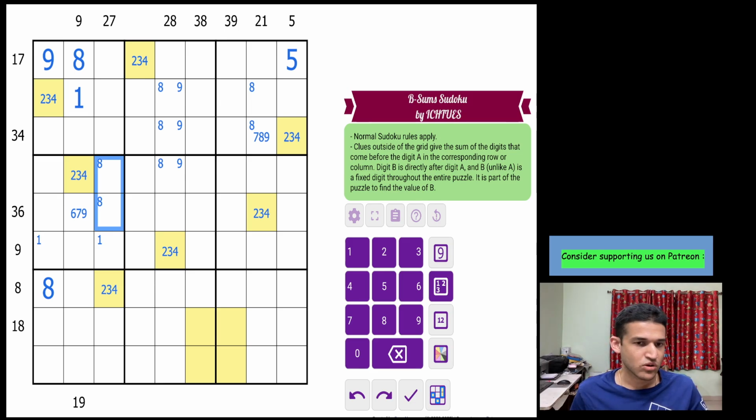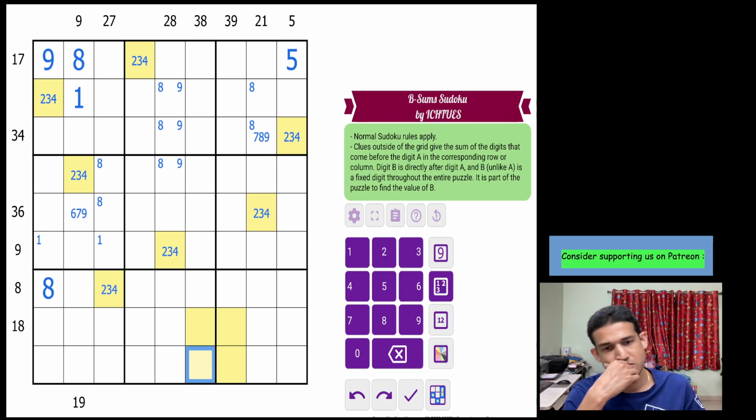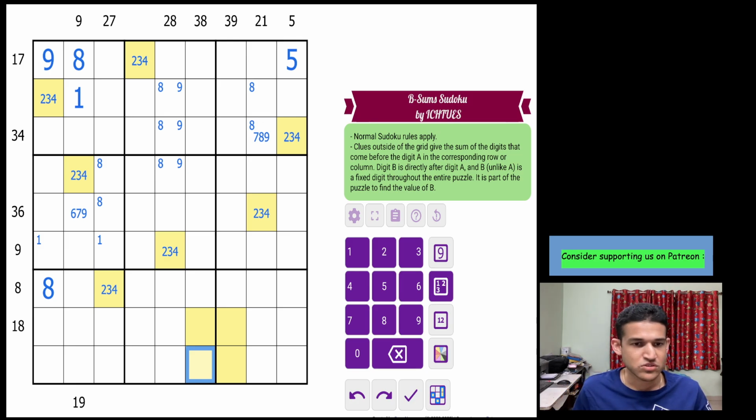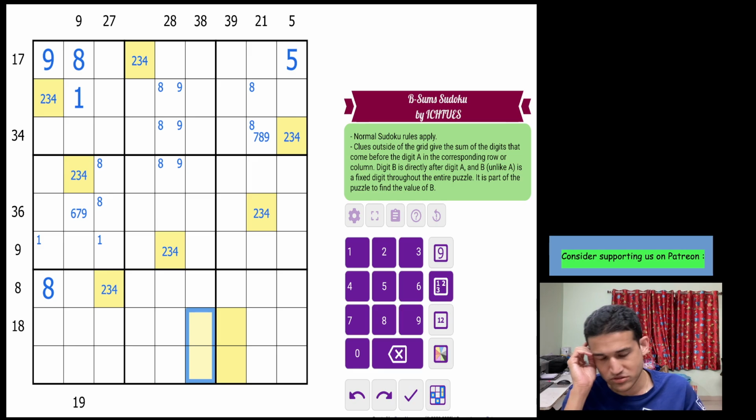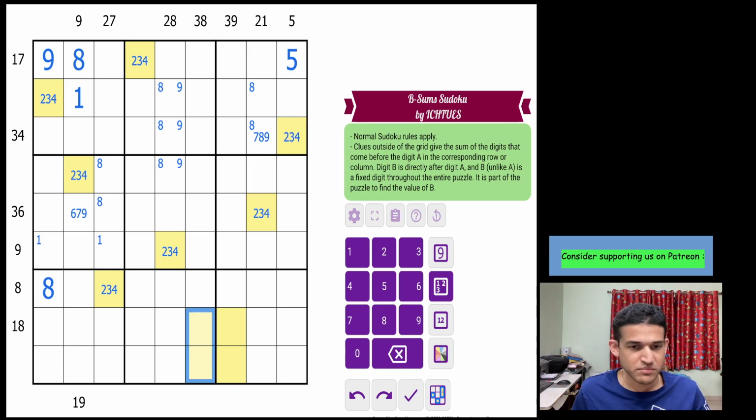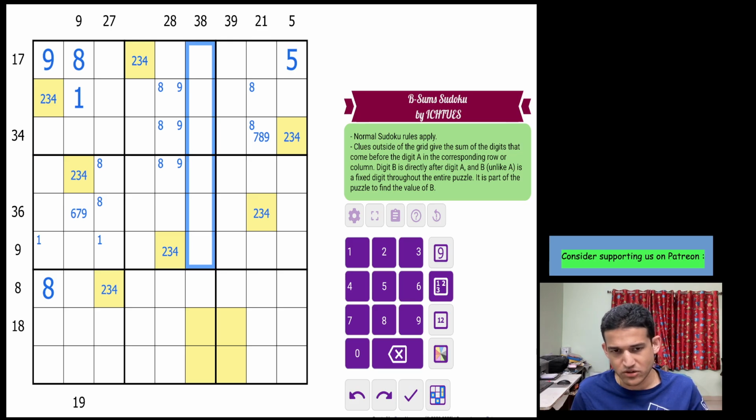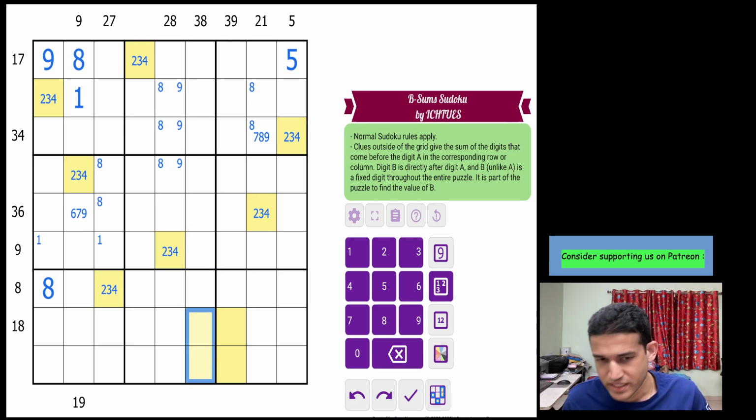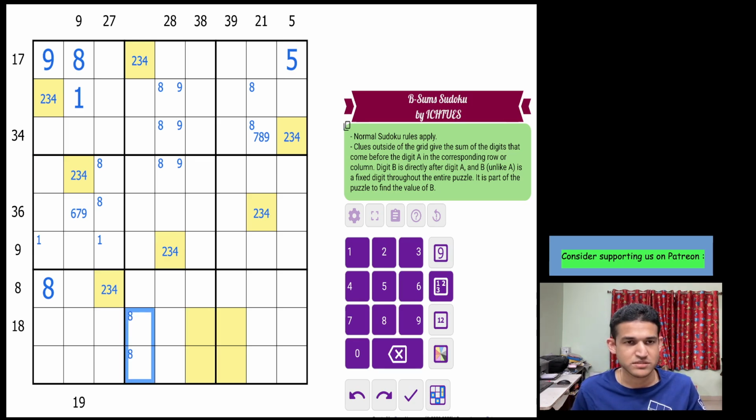Okay, so 8 doesn't go here and 8 doesn't go here and 8 cannot be in any of these yellow cells if I'm right. Reason being, 38 is the sum of the cells which are above A and B, and now if one of these yellow cells take a 8, then 38 plus 8 is already 46, which is clearly not possible. So 8 goes in one of these 2 cells.